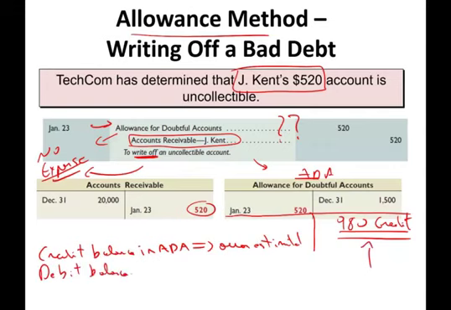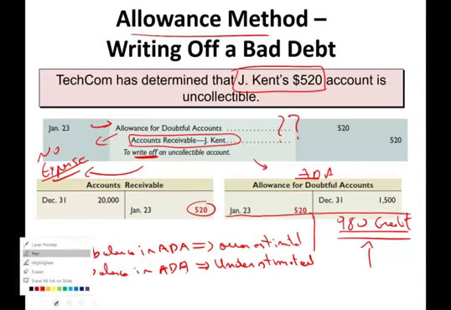And I'm going to show you what it means in ADA. A debit balance in ADA means we underestimated the allowance. We thought it was going to be 1,500. It was more than 1,500. What does it mean, underestimated?